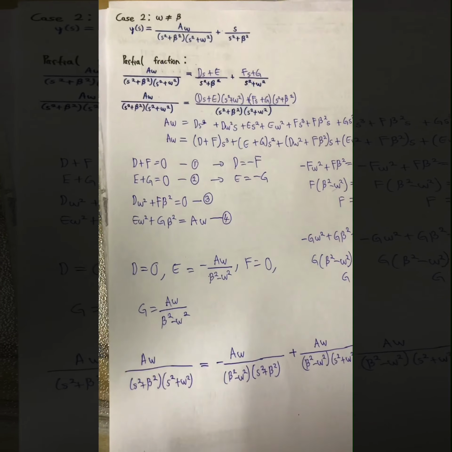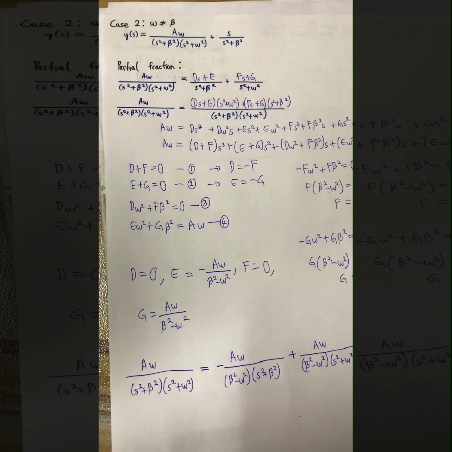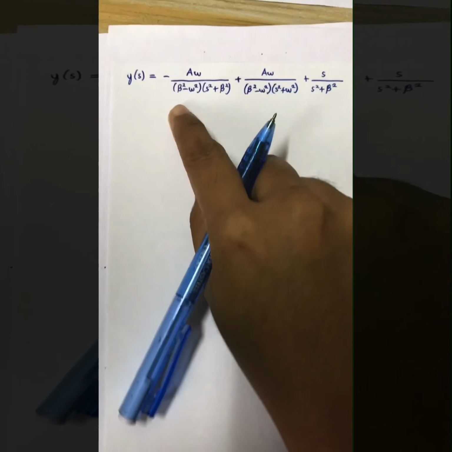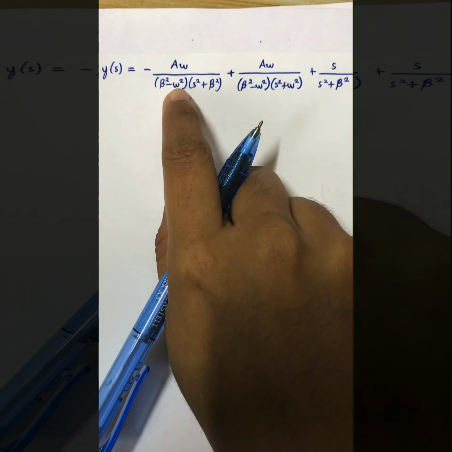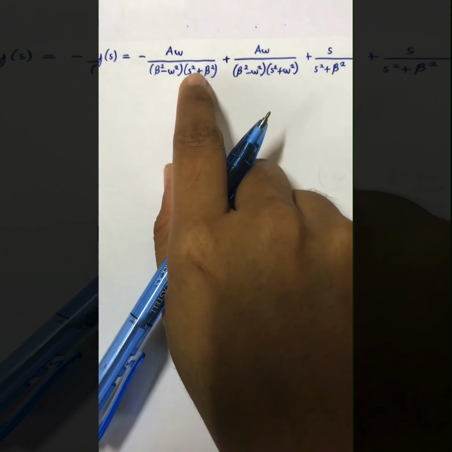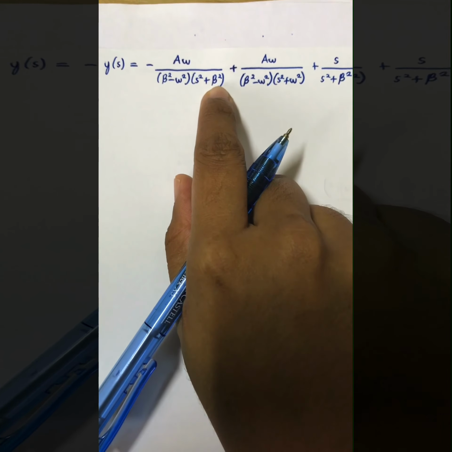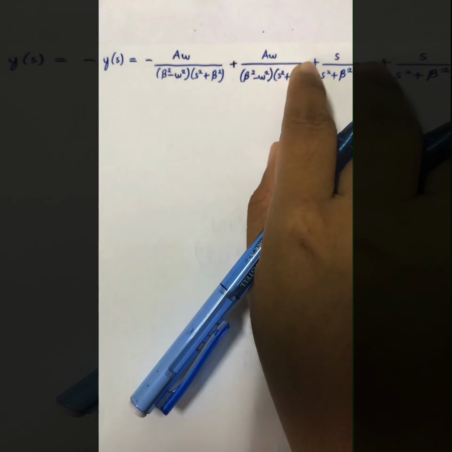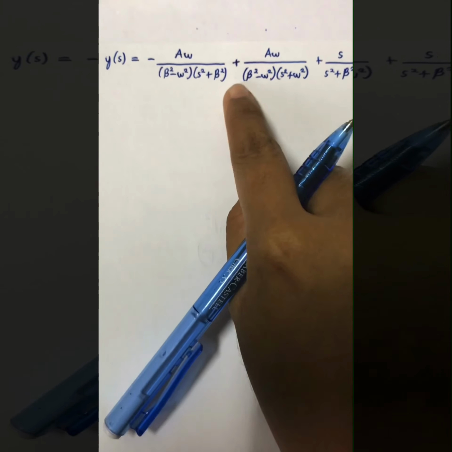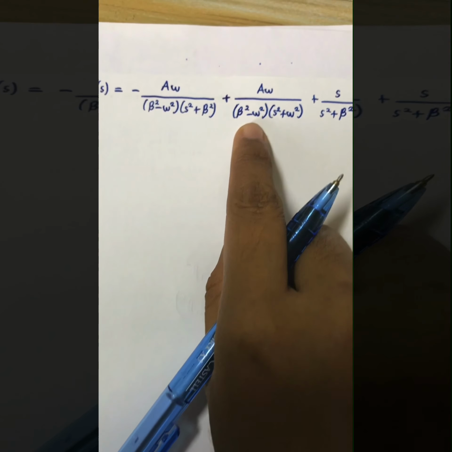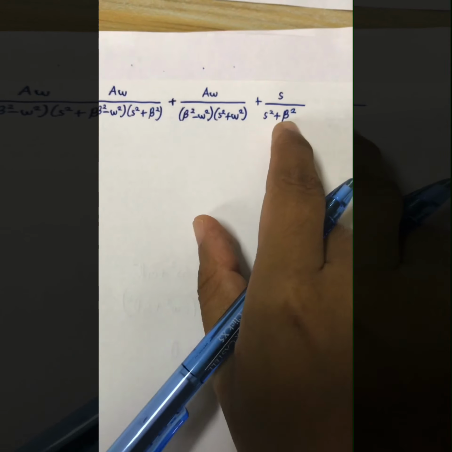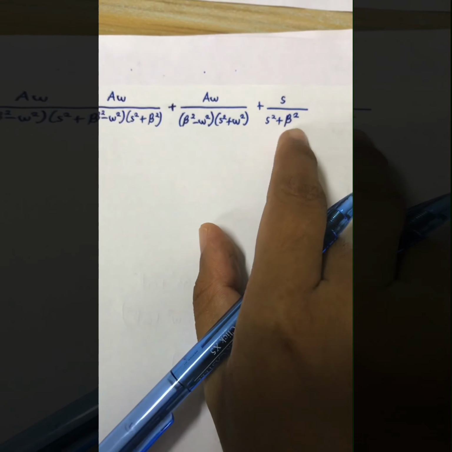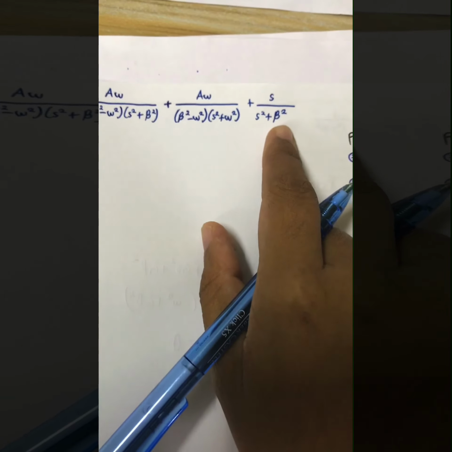So after we perform partial fraction, our Y of s now becomes equal to minus a omega over beta square minus omega square times s square plus beta square, plus a omega over beta square minus omega square times s square plus omega square, and then plus s over s square plus omega square.